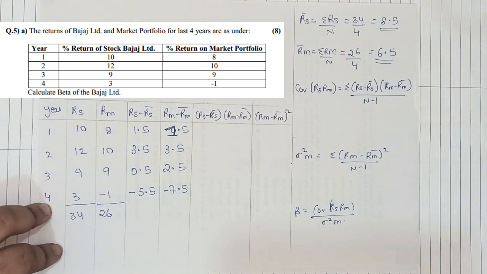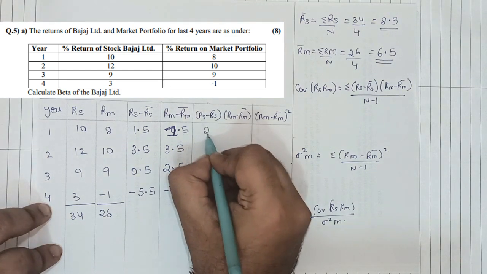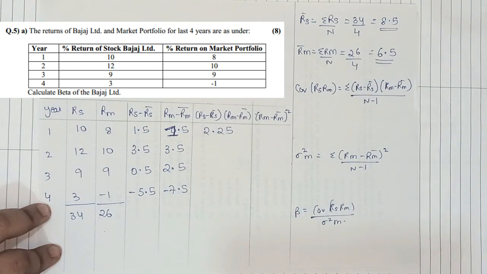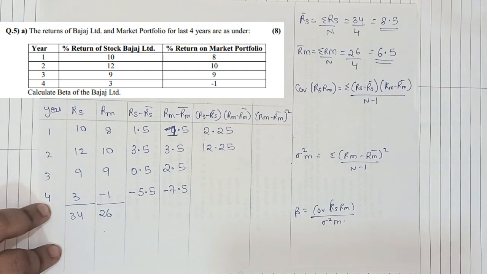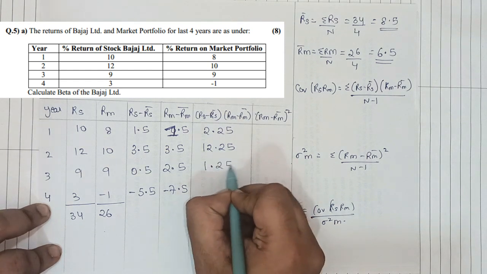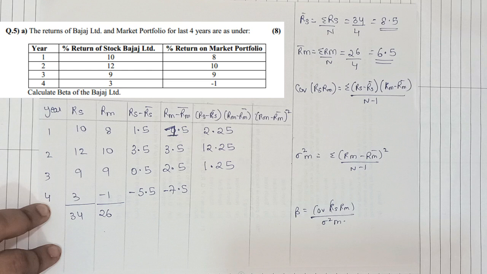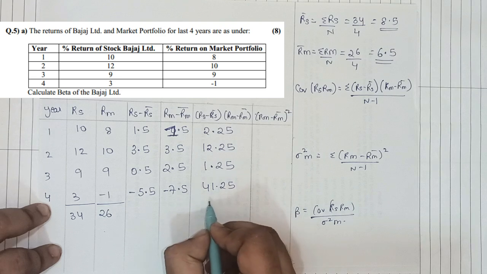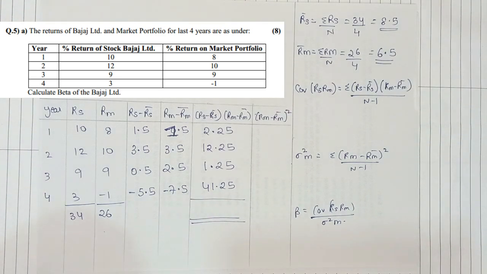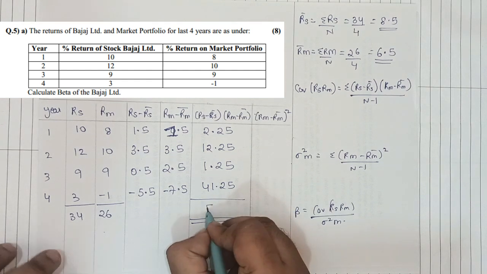Now multiply. 1.5 into 1.5 is 2.25. 3.5 into 3.5 is 12.25. 0.5 into 2.5 is 1.25. 5.5 into 7.5 is positive 41.25. And we need the total of this column. So 2.25 plus 12.25 plus 1.25 plus 41.25. The total comes to 57.